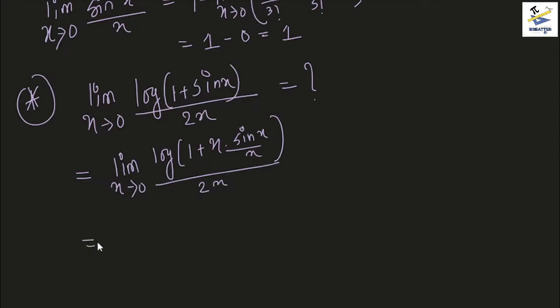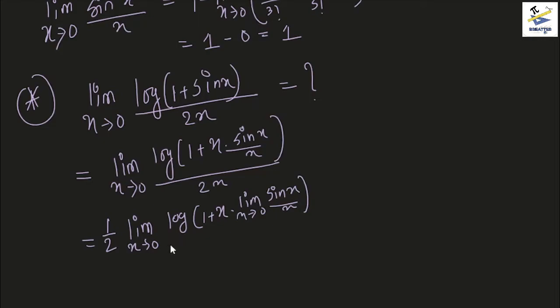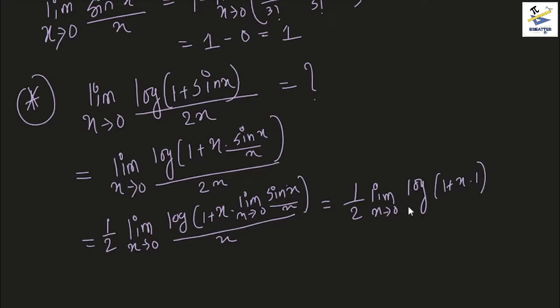Now as I said, the limit can go inside, so we can write it as limit x tends to 0, bring the half outside, log of 1 plus x into another limit here, limit x tends to 0, sin x by x, and we can apply limits to them as long as they exist. Okay, so here it does exist, so we can apply sin x by x directly and make it 1. So it will become half limit x tends to 0 log of 1 plus x into 1 here, right? Because the limit exists and sin x by x is 1.